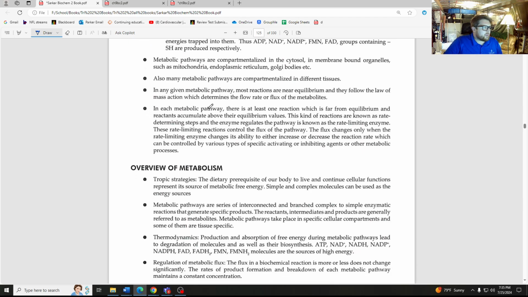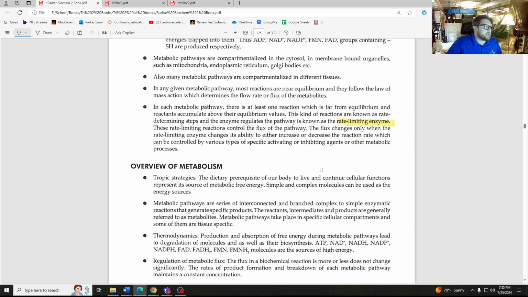In each metabolic pathway, there is at least one reaction which is far from equilibrium, and reactants accumulate above their equilibrium values. This kind of reaction is known as a rate-determining step, and the enzyme regulates the pathway. The enzyme that regulates the pathway is known as the rate-limiting enzyme. That's always going to be our most important enzyme.